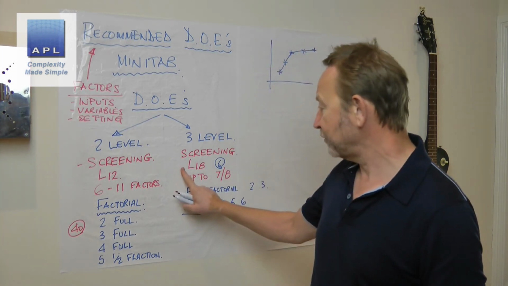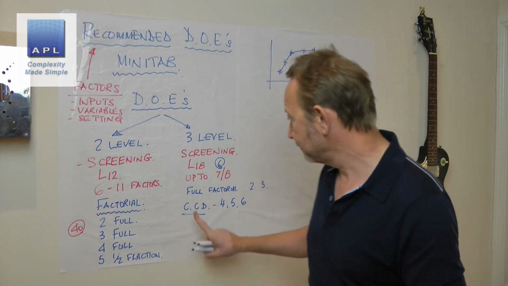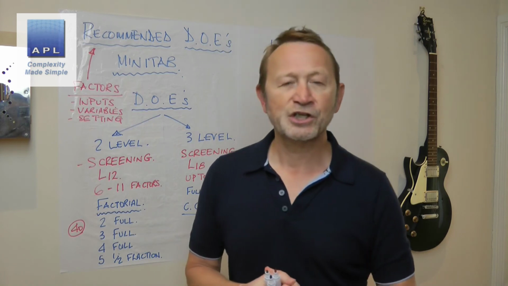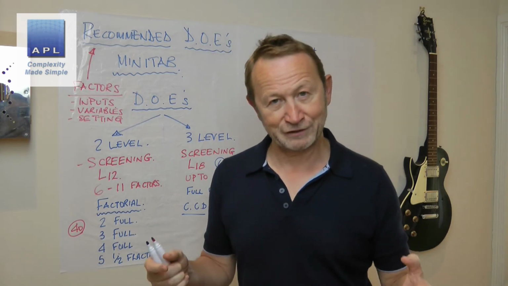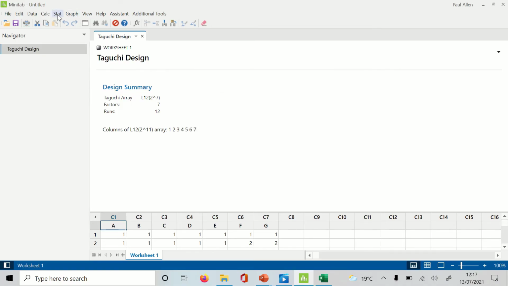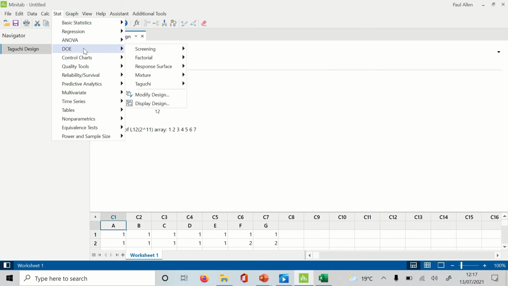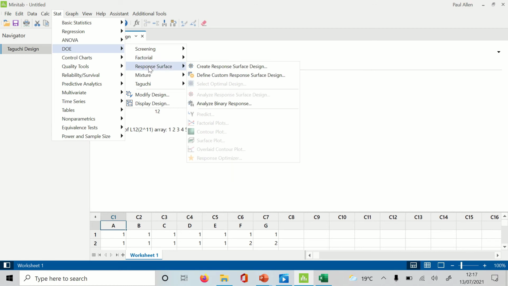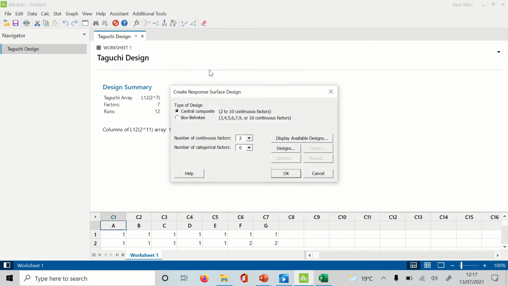Now we know where to find the L18. It's on the Taguchi menu. Where do you find the full factorial? Well, you have to change to a 3-level DOE. That's the first thing. So change the little radio button down, then put in 2 factors or 3 factors, and you go to designs and it gives you the choice. Okay, so there's the choice.